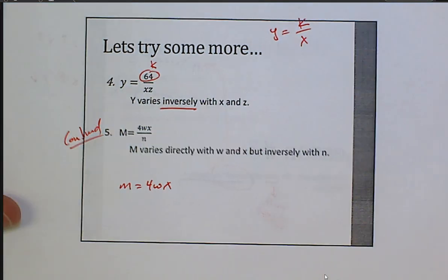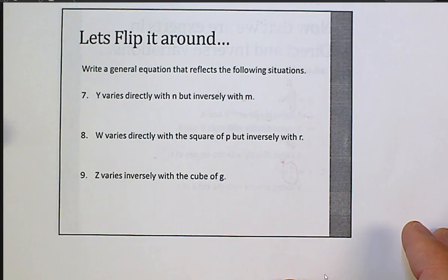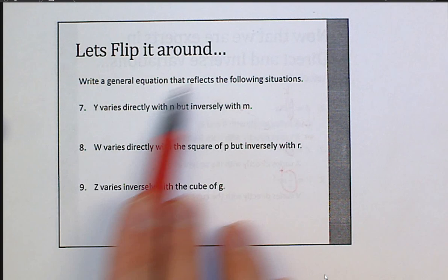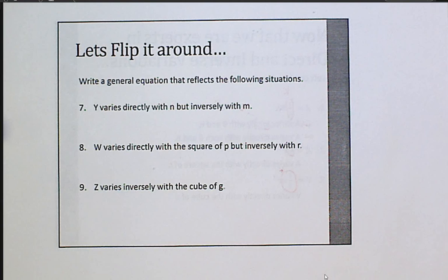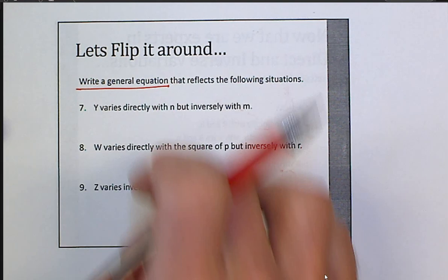Now, here are 3 examples that I want you to try on your own. I'm going backwards. So now I'm giving you a statement, and you need to write out the general equation for each of these 3. So hit pause, try these 3, and then hit play and see how you did.